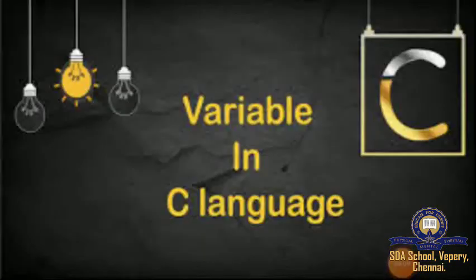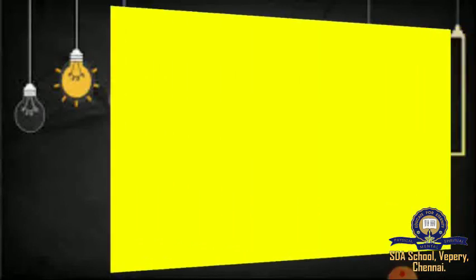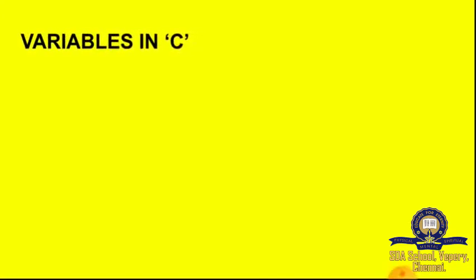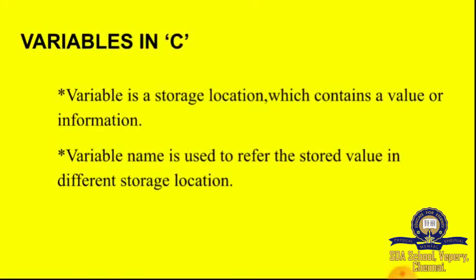Next topic we are going to learn is variables in C language. A variable is a storage location which contains a value or information. The variable name is used to refer to the stored value in the storage location.